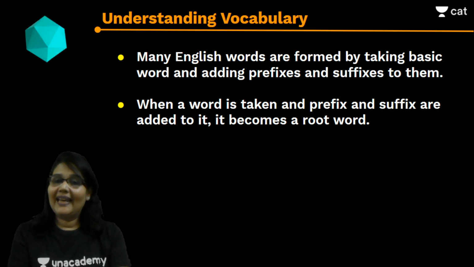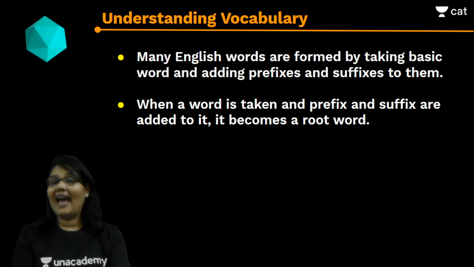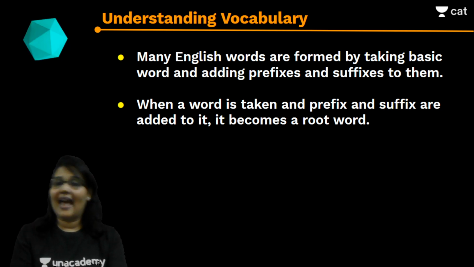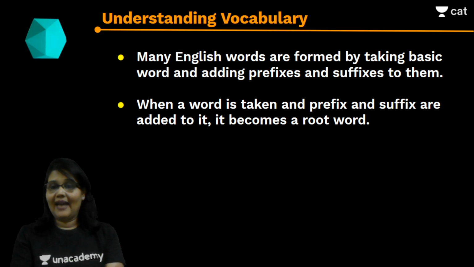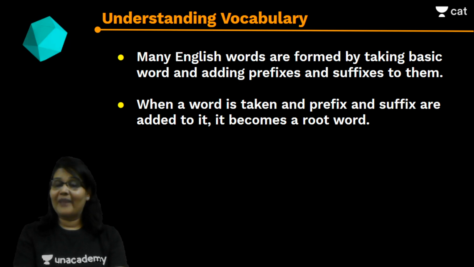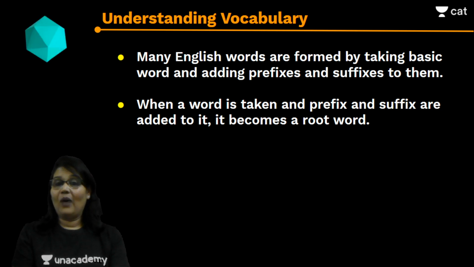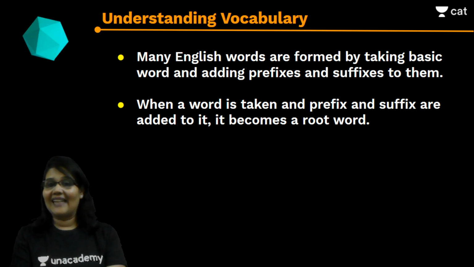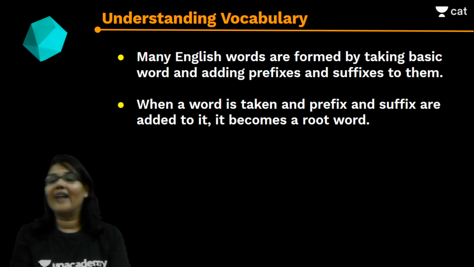Guys, many English words are formed by taking basic words and adding prefixes and suffixes to them. What does prefix mean? Something which is added before a word. And what is a suffix? Something which is added after a word. Isn't it? Now, when a word is taken, and the prefix and suffix are added to it, then it becomes a root word.